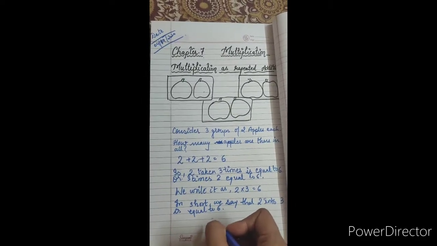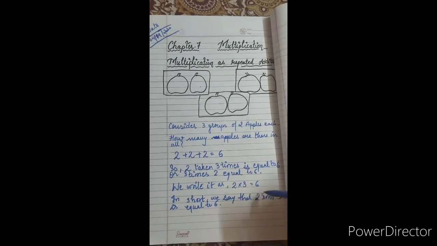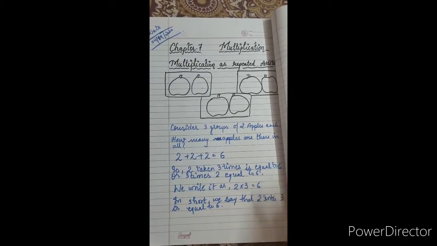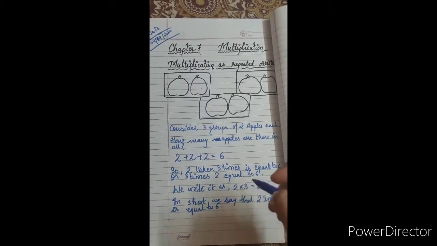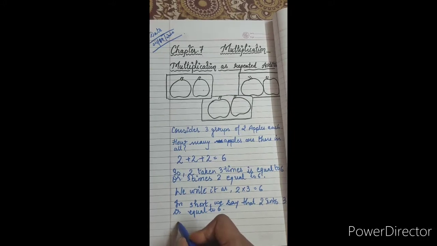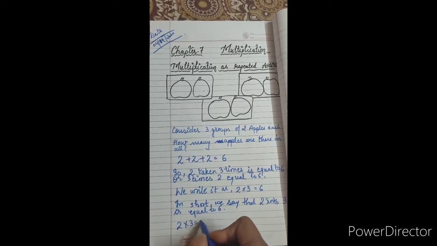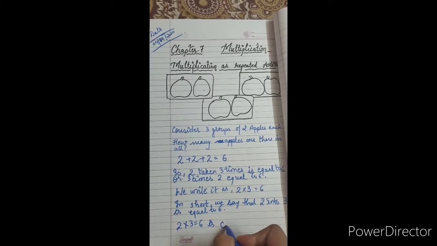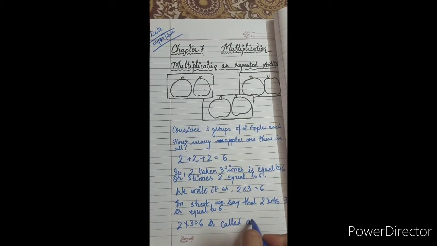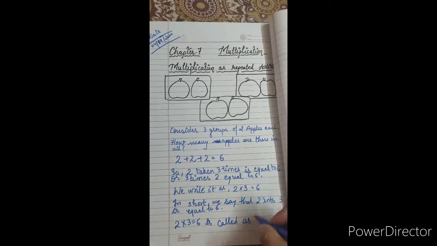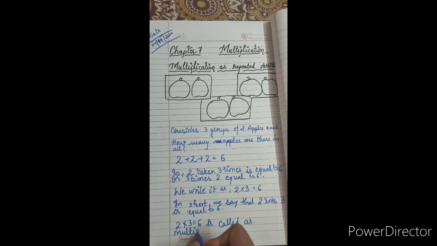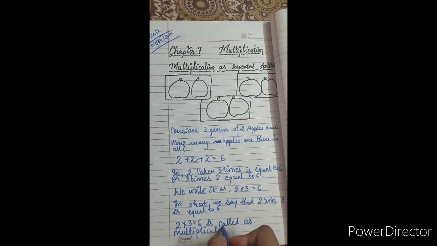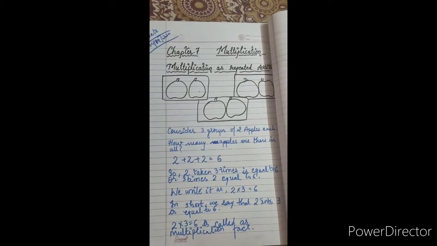And we also say that the product of 2 and 3 is 6. Right? Yes. And 2 into 3 is called a multiplication fact. So 2 into 3 equals to 6 is called as multiplication fact. Right? Yes.